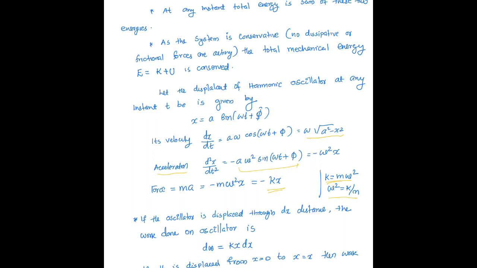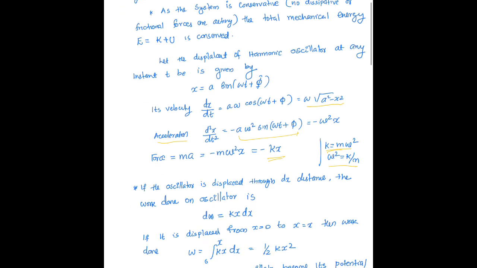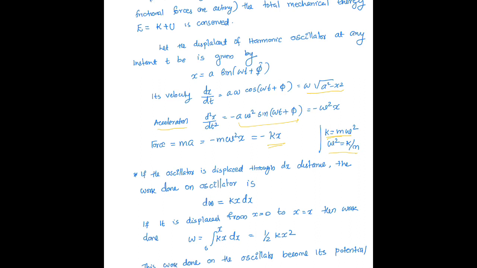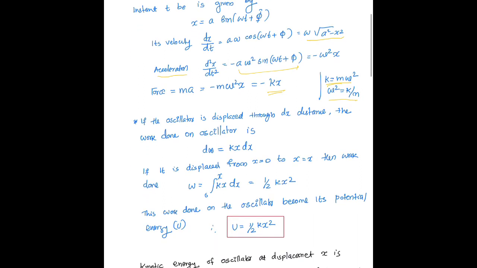Suppose the oscillator is displaced through a distance dx, then the work done on the oscillator is force into displacement. The force here is the restoring force, which is equal to kx, and we have to do work against the restoring force. So it's kx into dx, where dx is the displacement. This work is stored as potential energy.